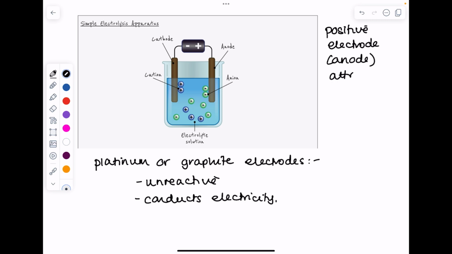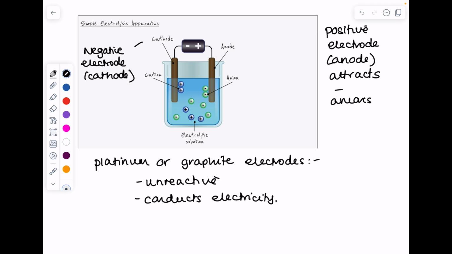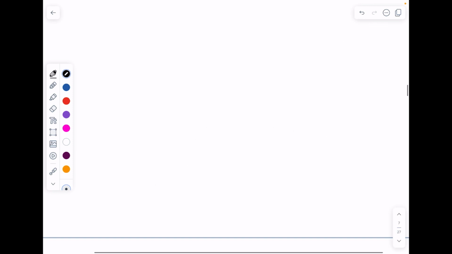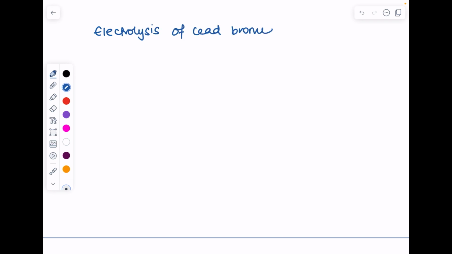And that's going to attract the oppositely charged ion. So it's going to attract negatively charged anions. The negative electrode, the cathode, will attract positive cations. If we were to look at the electrolysis of molten lead bromide, and remember we need our substances to be molten or in aqueous solution so that the ions are free to move.